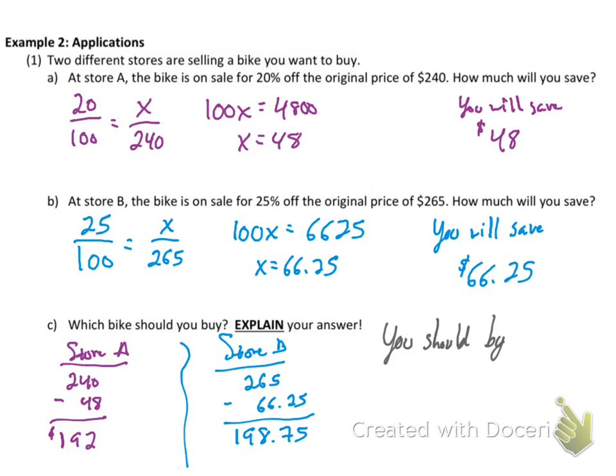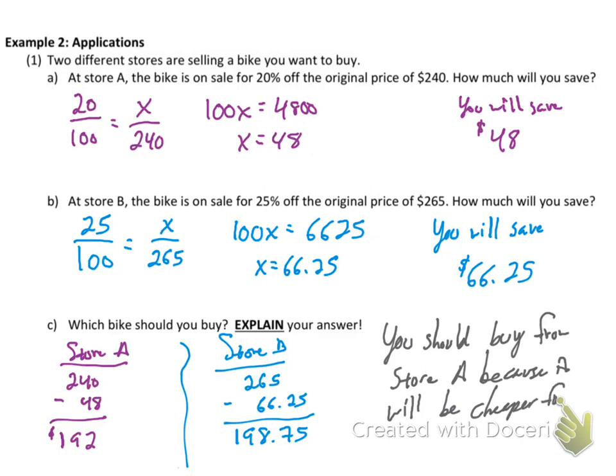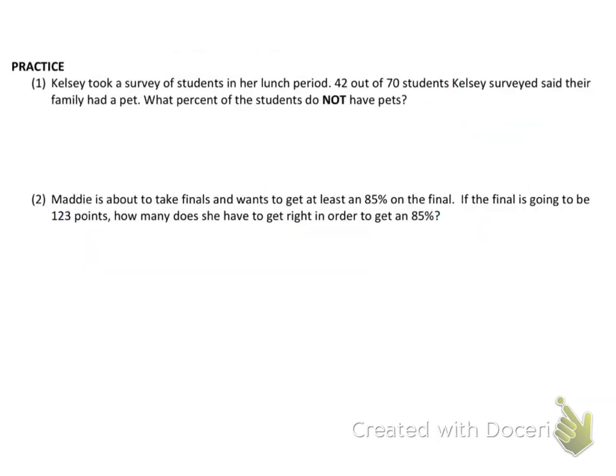Oops, wrong form of buy. You should buy from store A because it will be cheaper for you. So even though store B had a bigger discount, a bigger percentage off, it still wasn't the best deal for you. All right, so we will be doing a lot of application problems. I have 2 more for you to try on your own, and then that'll be it for this video. So go ahead and pause the video and try those out.